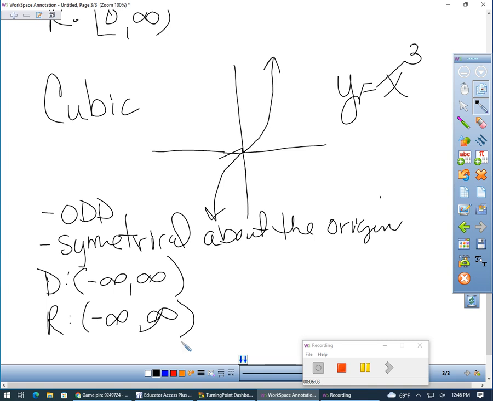So far, our first function, the identity or the linear function, and our cubic function are very similar to one another, right? They have a lot of the same properties.